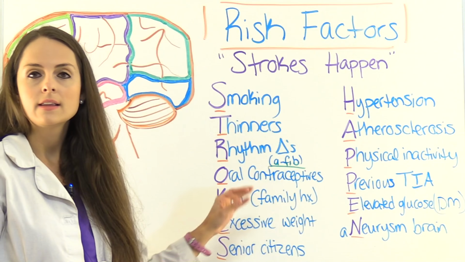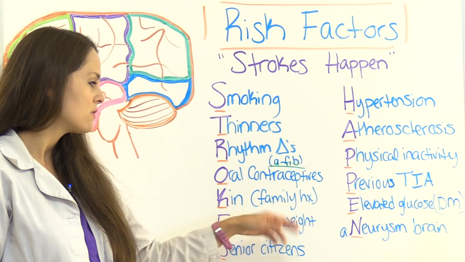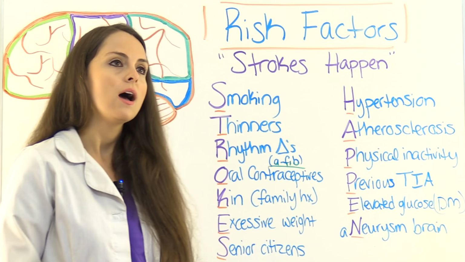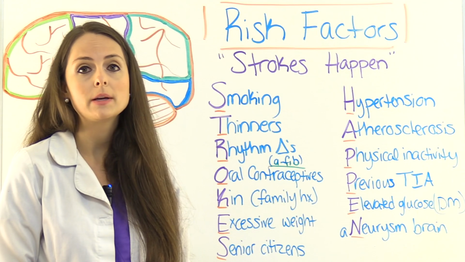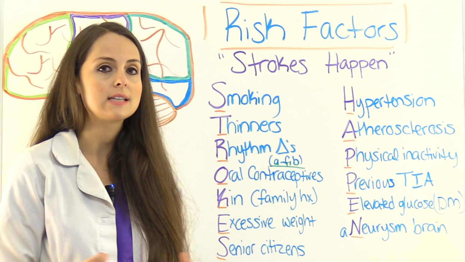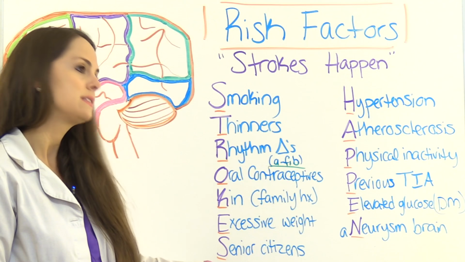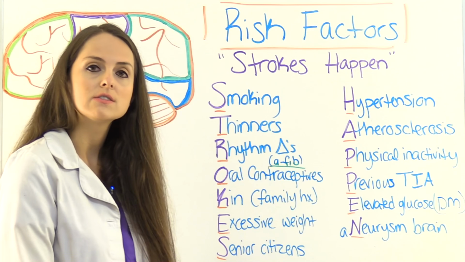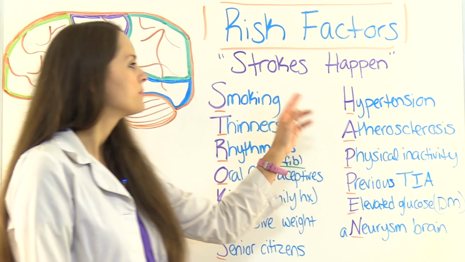K for kin, the family history, they have a history of that. E for excessive weight, being obese increases the risk of it because remember, hyperlipidemia is one of those risk factors for developing stroke. So patients who are overweight tend to have high cholesterol, among other things. S for senior citizens. These are your patients who are elderly in age. Remember, with advanced age, those vessels are not as resilient as they used to be, so that increases the risk.